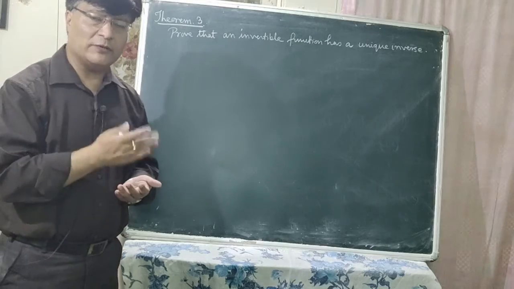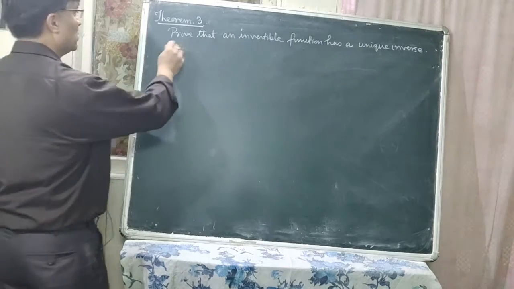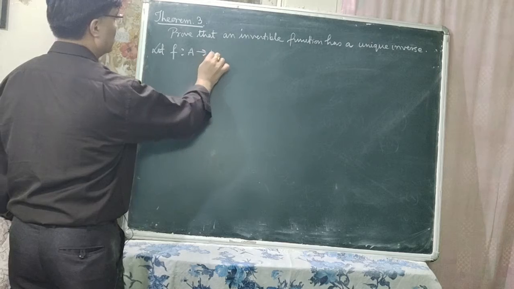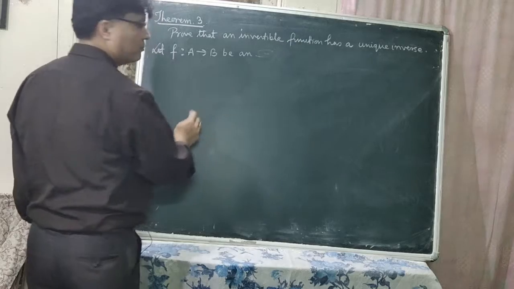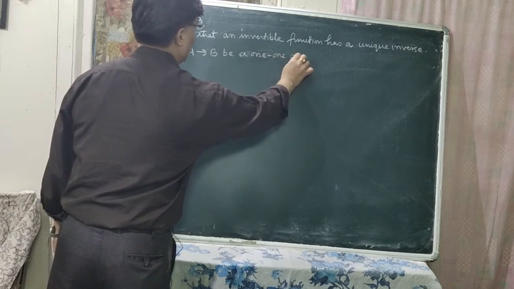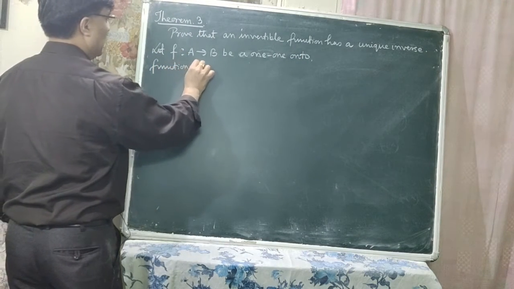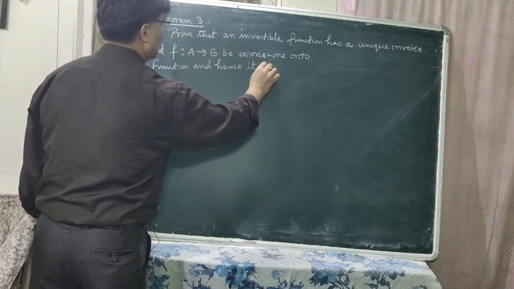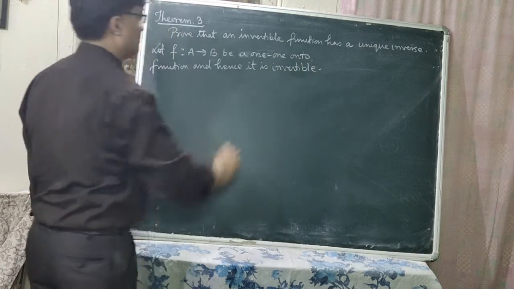So if the function is invertible function, then it is automatically 1-1 onto function. Okay, so let f from A to B be a 1-1 onto function, and hence it is invertible.